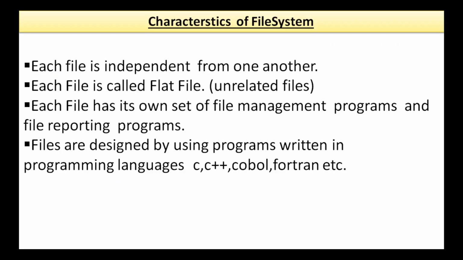Coming to the characteristics of a file system. Each file is independent from one another. In a file system, those files are separate individual files, and they are called flat files. There is no relation between them. In a file based system, every file is treated separately. And each file has its own file management programs and also file reporting programs.